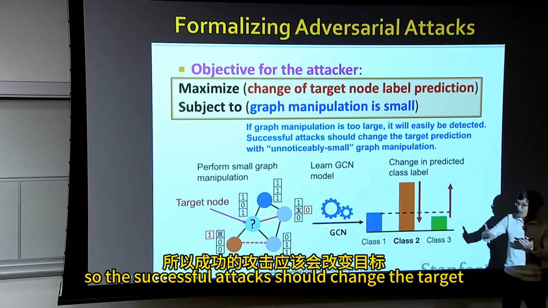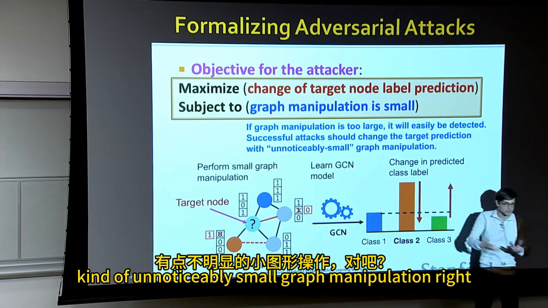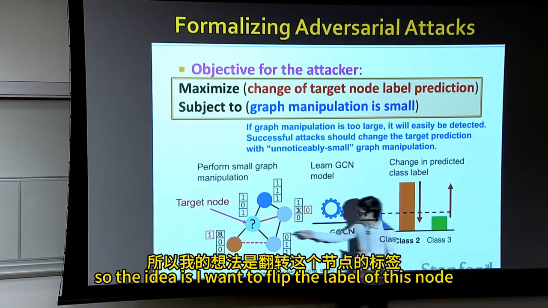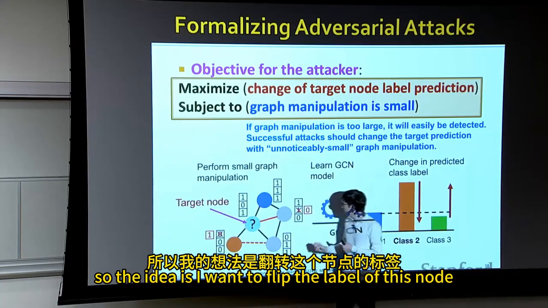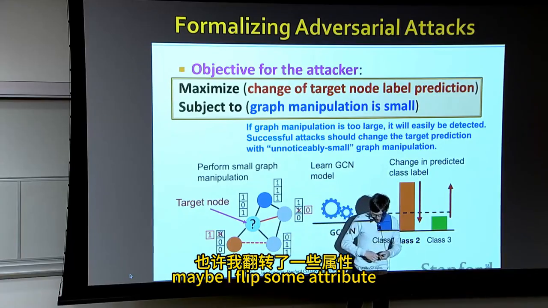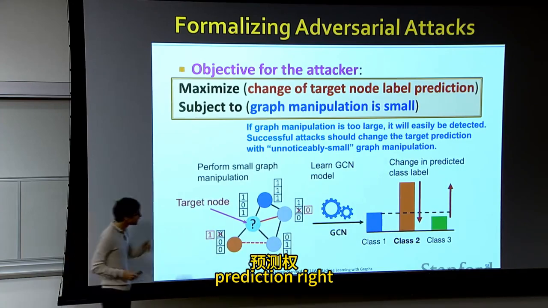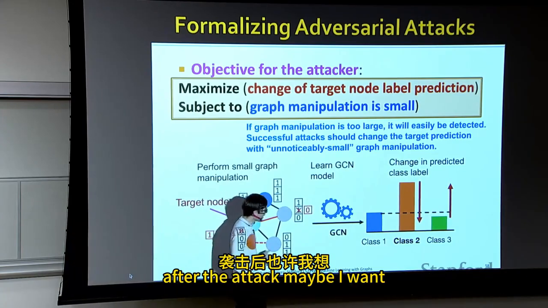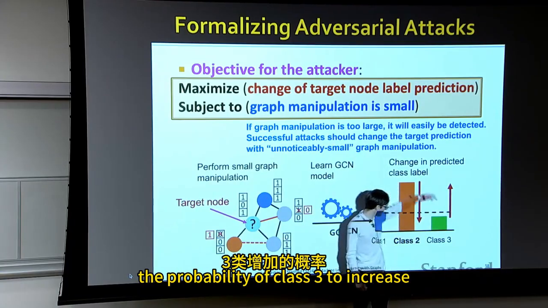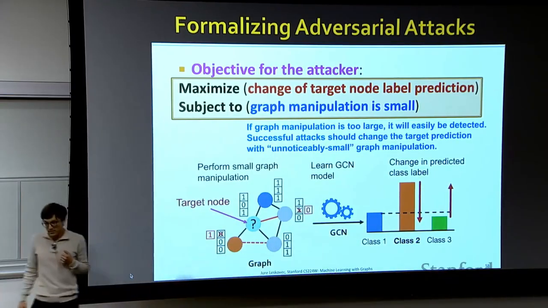So the successful attacks should change the target prediction with unnoticeably small graph manipulation, right? The idea is, I want to flip the label of this node. Maybe I add an edge, maybe I flip some attribute, and all of a sudden I get a completely different prediction, right? So after the attack, maybe I want the probability of class 3 to increase, but the probability of class 2 to decrease, or something like that. That could be my goal.